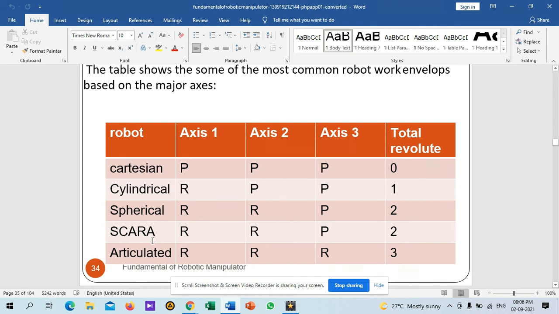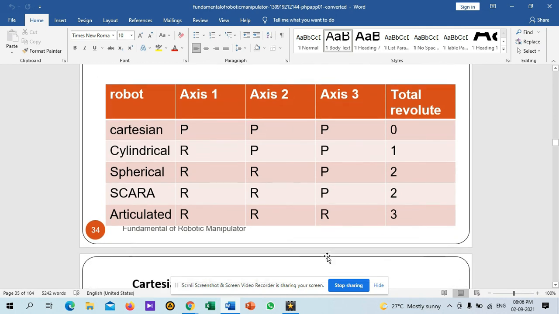And SCARA, as I already said, the selective compliance assembly robot arm, is the same as the spherical type of anatomy. We have two rotational motions and one linear motion. In the articulated type, we have three axes with rotational motions, right? X-axis, Z-axis, and Y-axis. In all three axes, we have rotational motion, right?